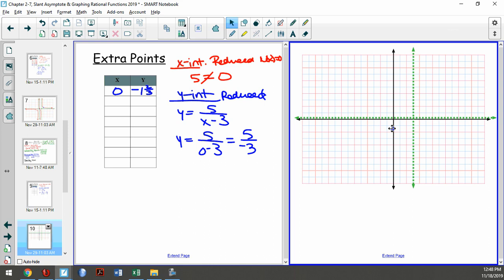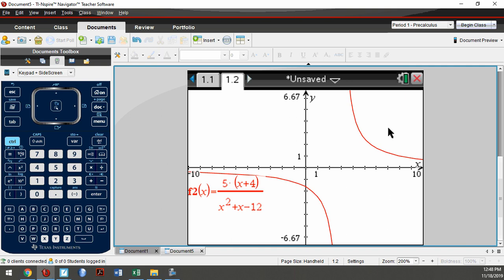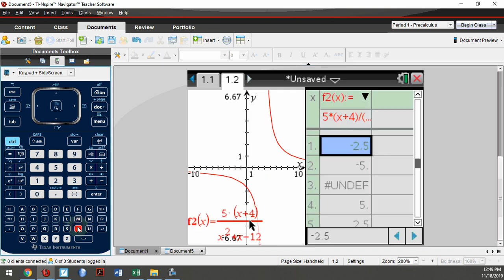So we're going to go to our graphing calculator, and I'm going to graph this. My function is going to be 5 over parentheses x plus 4, and the denominator is x squared. Anybody help me out there? Isn't it plus x? Thank you. And hit enter. And this is what you have. Now what should you do from here? Control T, right?